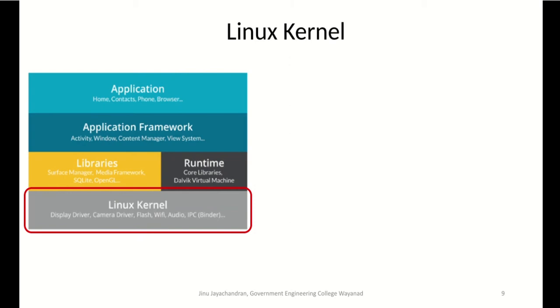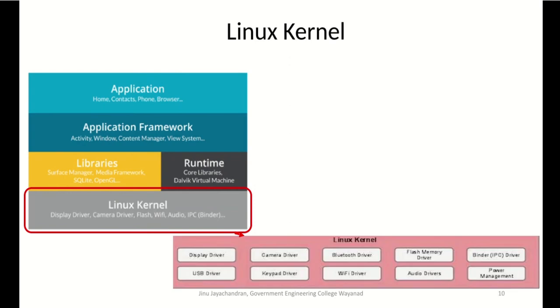So let's look first at the Linux kernel. If you look at the Linux kernel, you can see there are multiple layers in it, and almost all of them are drivers. So this is a display driver, camera driver, Bluetooth driver, flash memory driver, binder, keypad, USB, Wi-Fi, audio, power management. So almost all the drivers and the power management come in the Linux kernel.